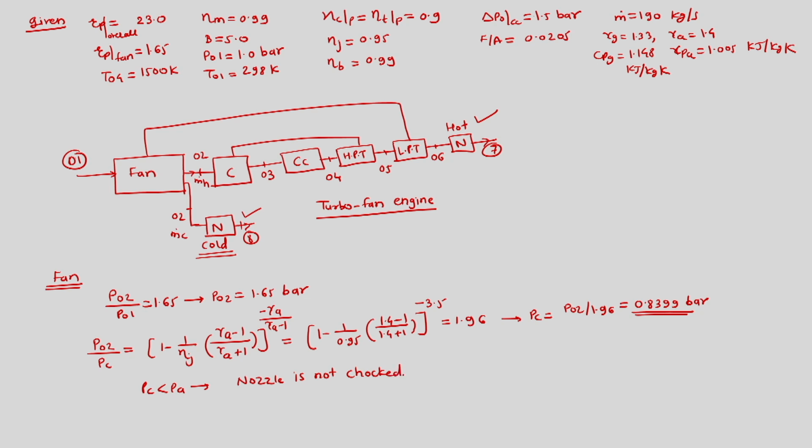So gas will attain atmospheric pressure at the exit. For that we have to find out the velocity at the exit. That is due to enthalpy change. We can find out T02 minus T8, which is the total temperature at the inlet minus static temperature at the outlet of the cold nozzle.